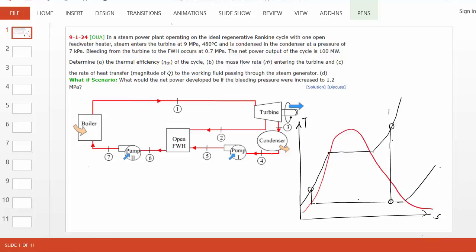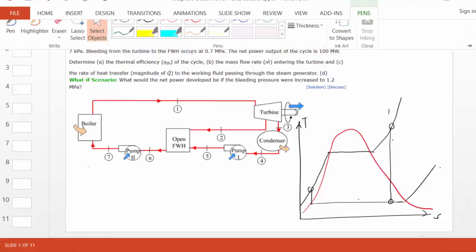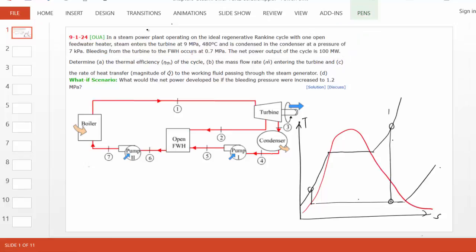This is a fairly complex problem involving modification to a Rankine cycle using an open feed water heater. So let's first explain what's going on in the cycle. This is a problem from chapter 9 of the problems module of test. So the state 1 at which the steam enters the turbine is given to us.